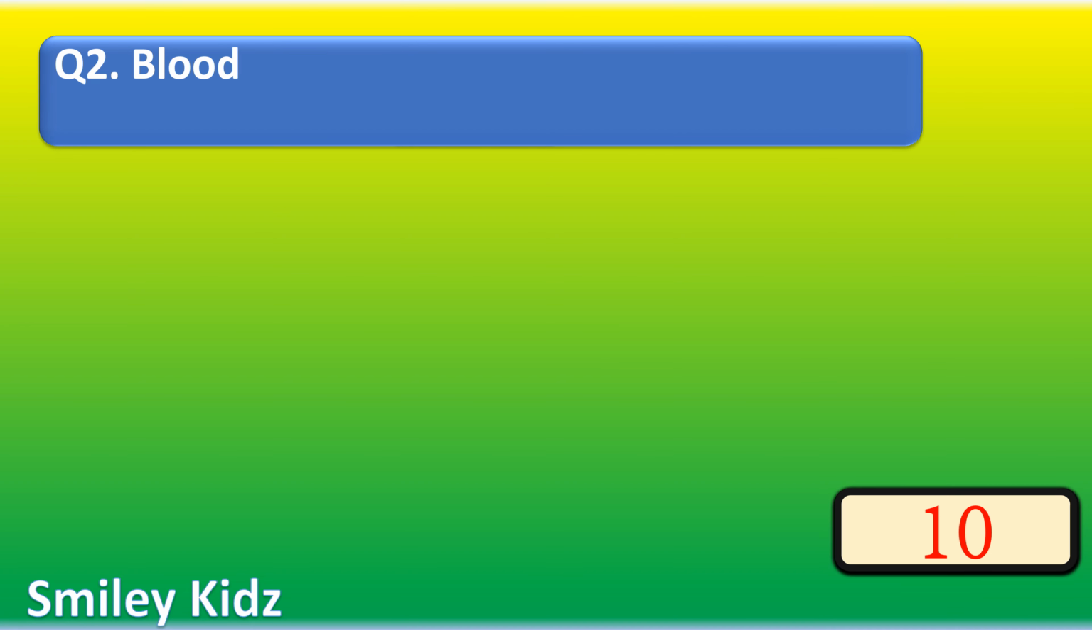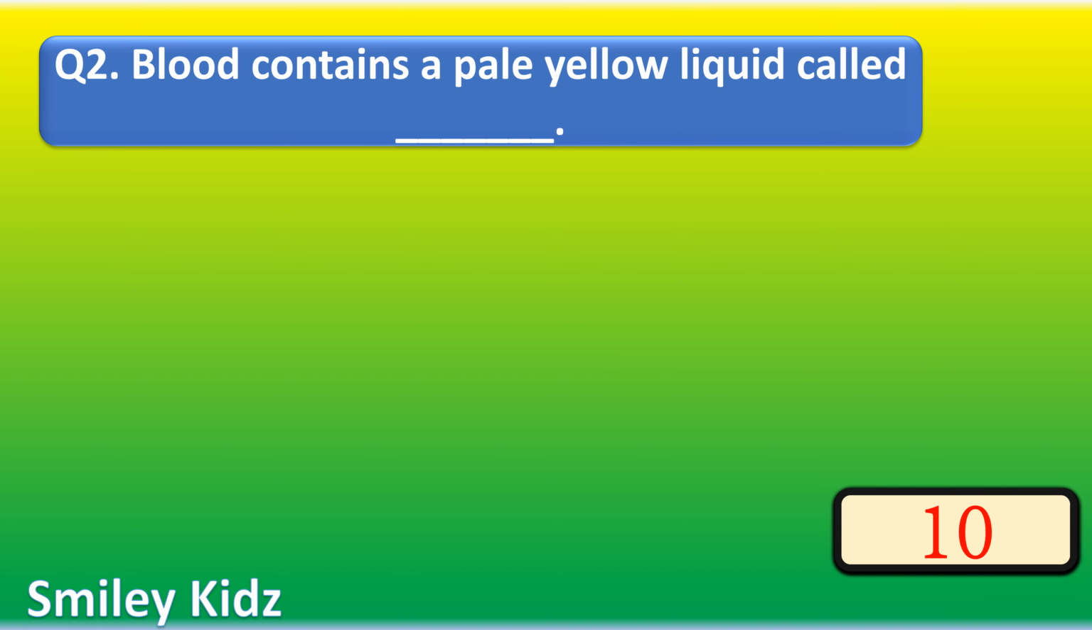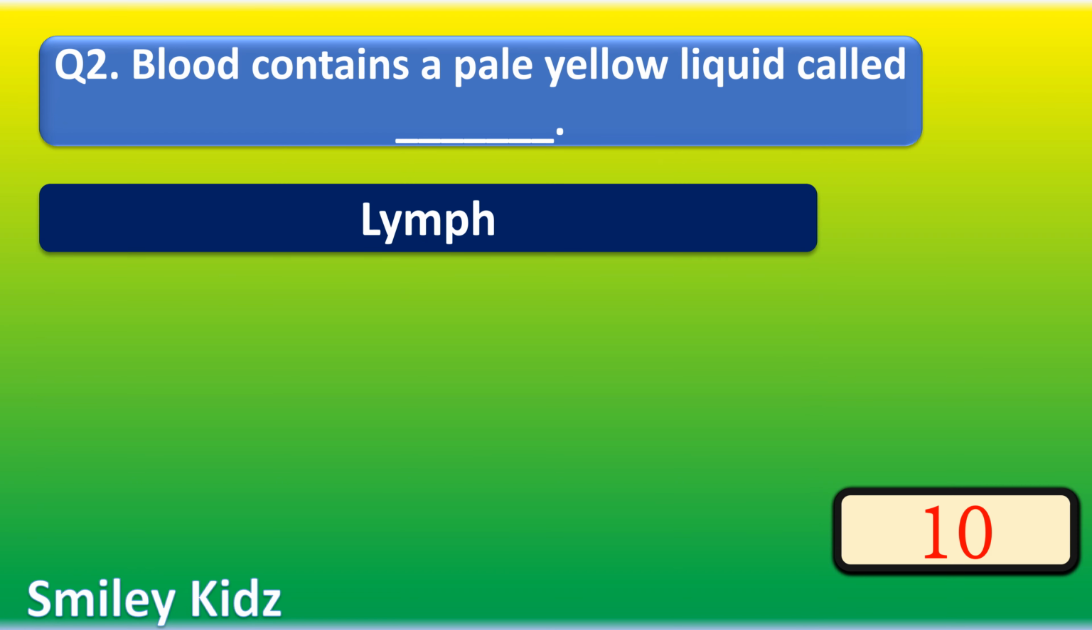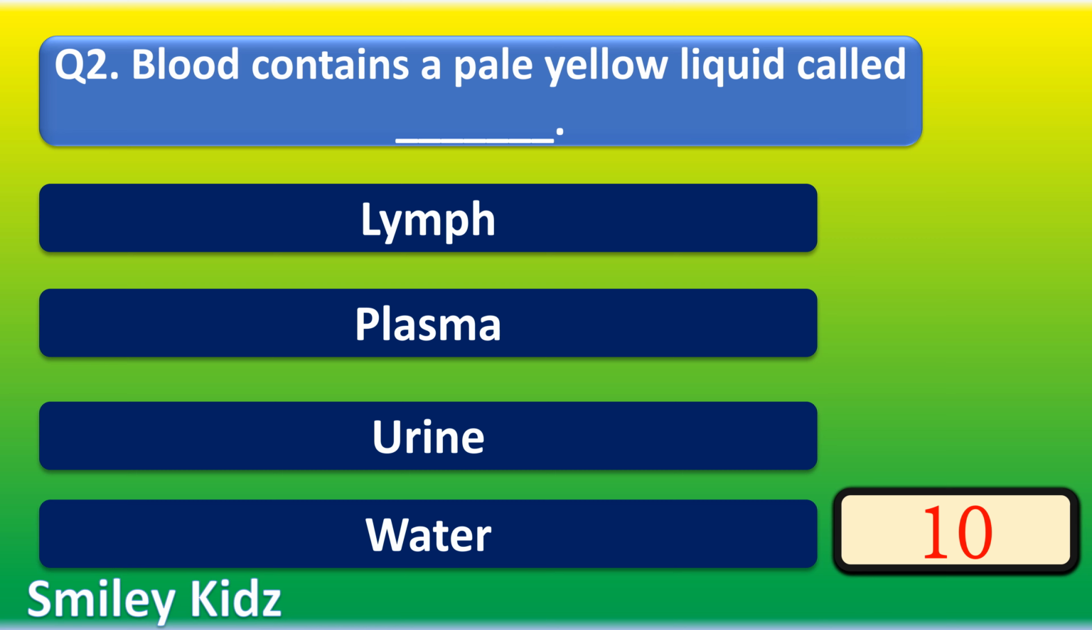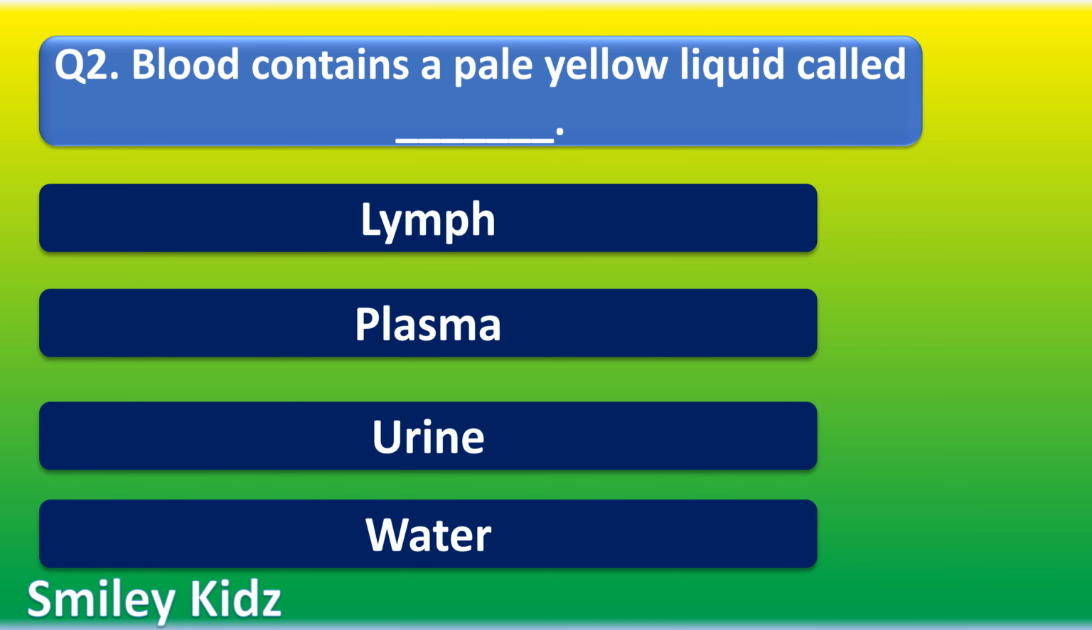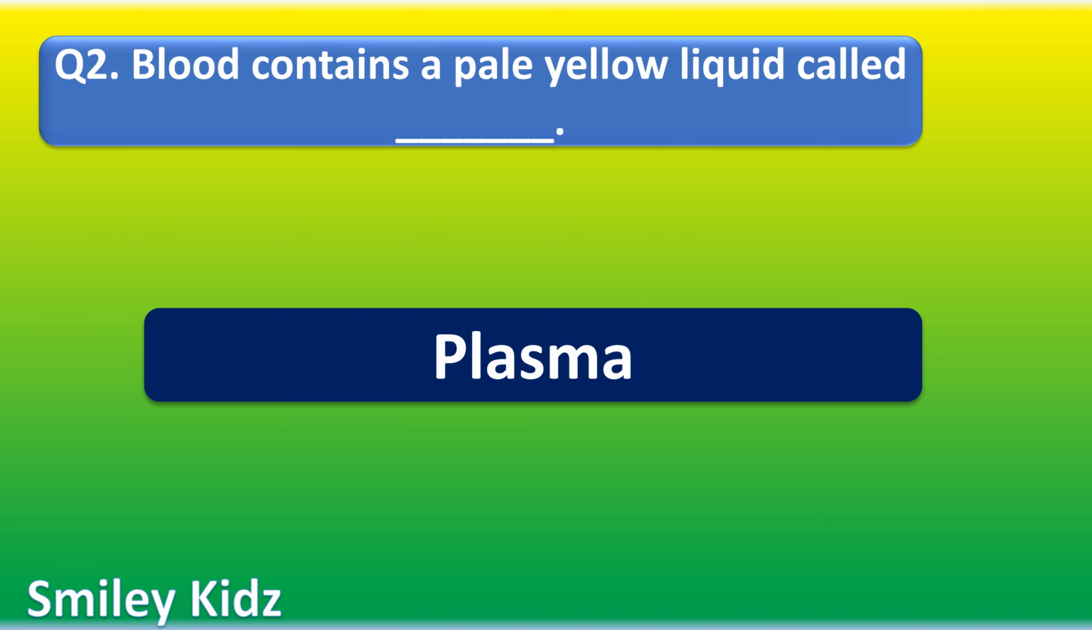Moving to question number 2. Blood contains a pale yellow liquid called option A lymph, option B plasma, option C urine and option D water. Your time starts now. Your time is up. And the right answer is plasma. Blood contains a pale yellow liquid called plasma.